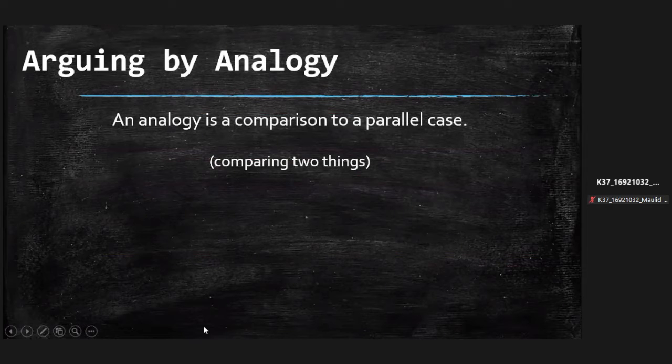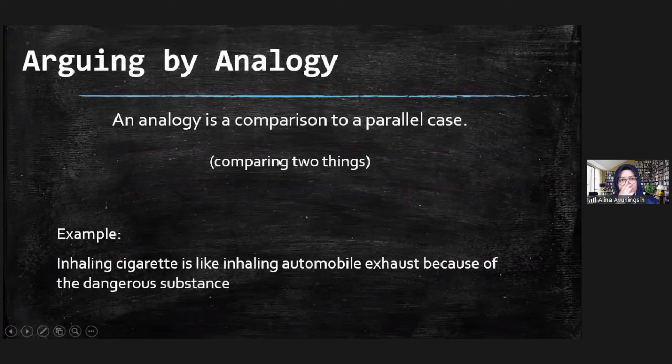So for example, for the analogy: inhaling cigarette smoke is like inhaling automobile exhaust because of the dangerous substances. So let's say you are talking about cigarettes. The cigarette is the bad one. And then you want to express that the substance inside the cigarette smoke is really, really dangerous. So you use the, hang on.